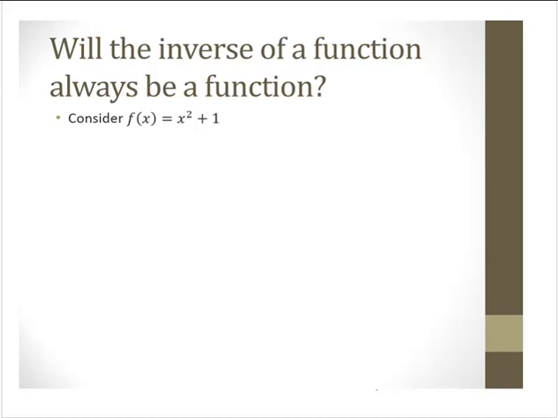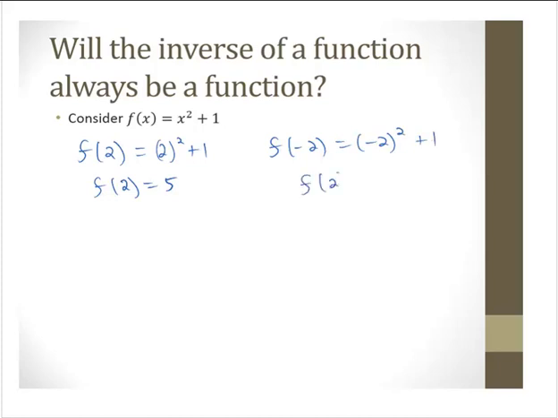Well, now notice, let's take for example the function f of x is x squared plus 1. Notice that f of 2 is 2 squared plus 1, so f of 2 is 5. What about -2? f of -2 would be (-2) squared plus 1, and so f of -2 is also 5.